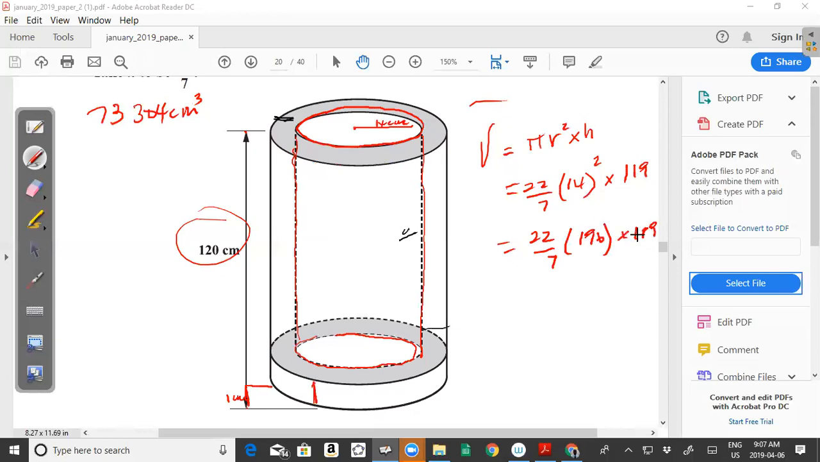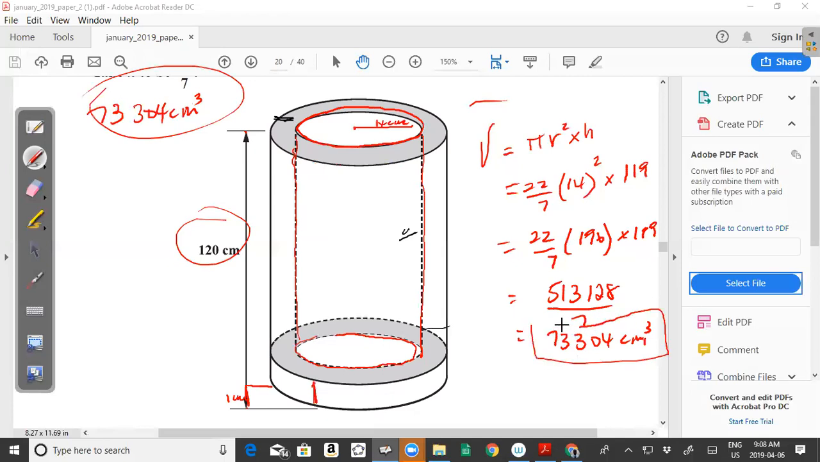So let's put all of this on the calculator. You can take 22, multiply by 196, multiply by 119. And that's going to give you 513,128 divided by 7. All right, so it's going to give you 73,304 centimeter cube. Exactly what we have here. All right, so this is our answer.